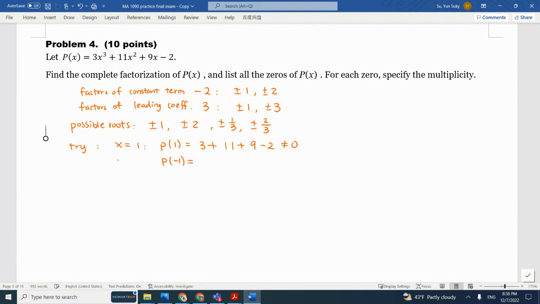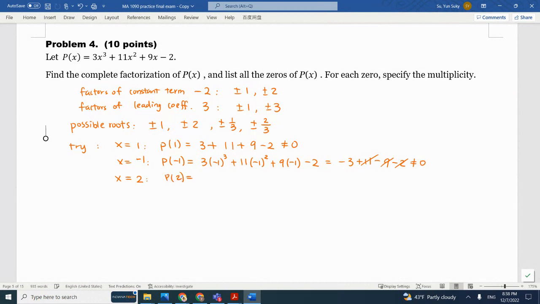P of -1. Okay, so 3 times -1 cubed plus 11 times -1 squared plus 9 times -1 minus 2. -1 cubed is -1, so we have -3. -1 squared is 1, so we have 11. And then -9 minus 2. You see, -9 minus 2 is -11, so these cancel, we get -3, which is not 0. So we keep going.